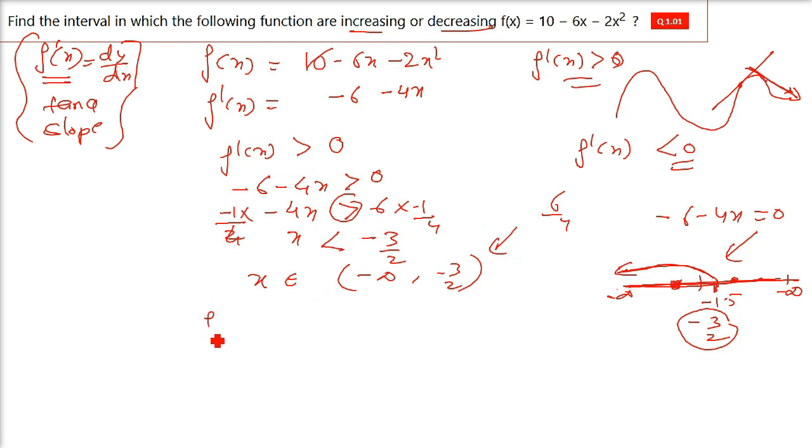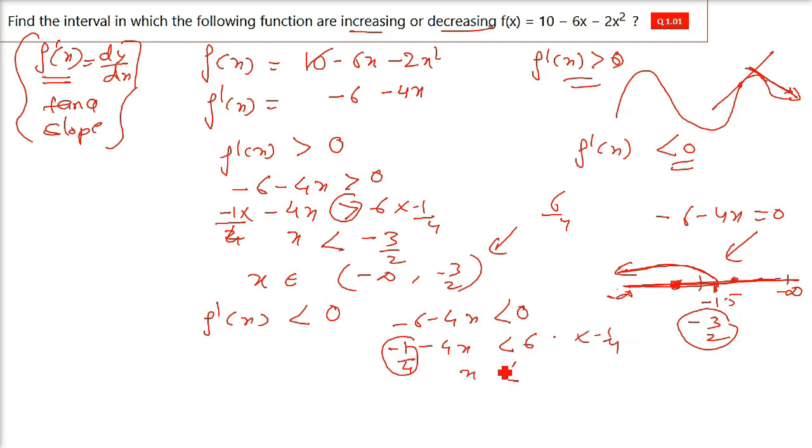In which interval is it decreasing? Same thing. F dash x should be less than 0. Same thing you have to do: minus 6 minus 4x. Only the inequality will change. Previously it was greater than 0, now this is less than 0. Again minus 4x, 6 goes here. Let us multiply both sides by negative 1 by 4. When we multiply by negative 1 by 4, as I suggested, the inequality will change. So when you multiply by minus 1 by 4, this minus 4 will get removed.